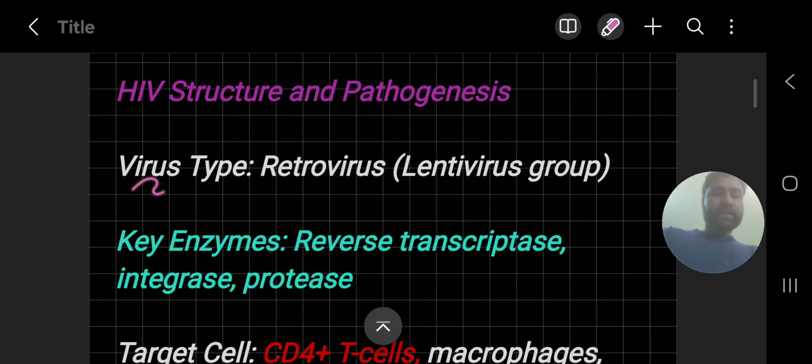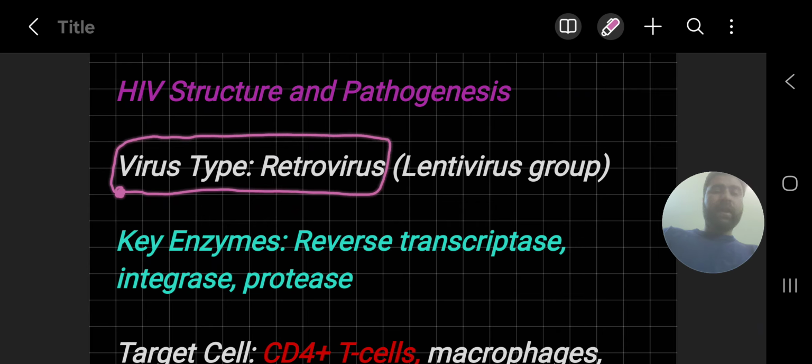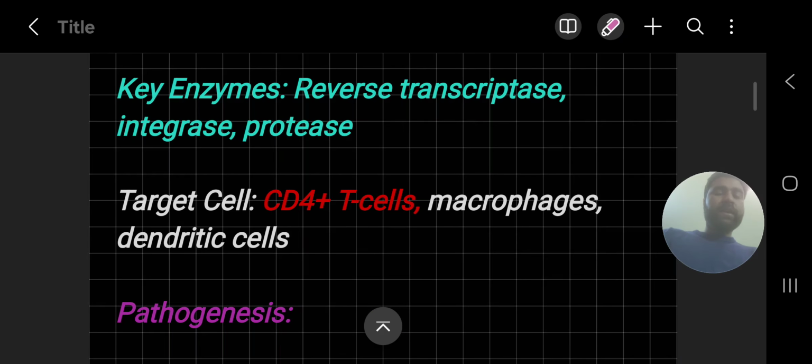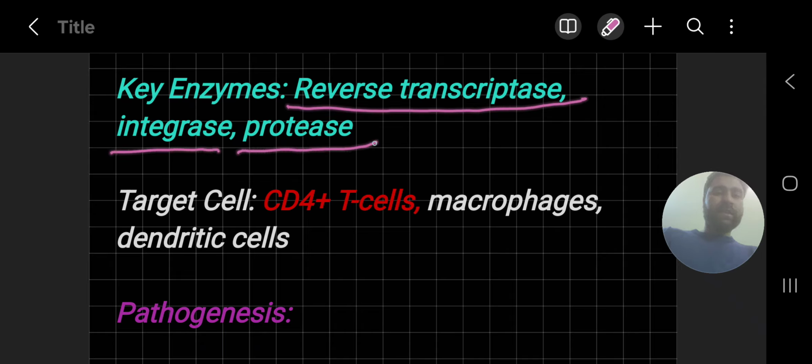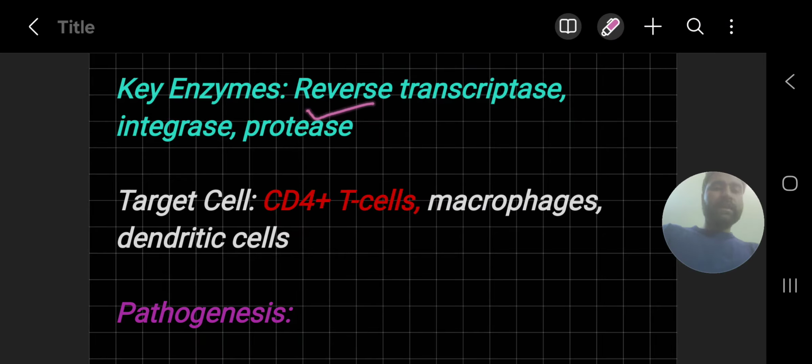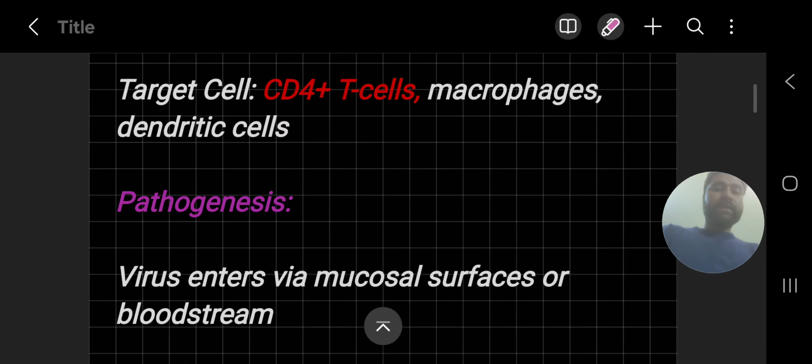HIV structure and pathogenesis. The virus is a retrovirus. It means it has RNA, then its RNA is converted into DNA by reverse transcriptase. Key enzymes are reverse transcriptase, integrase, and protease. Reverse transcriptase converts its RNA into DNA. Integrase integrates this DNA inside the human DNA, and protease then cleaves and produces the viral copies and releases them towards the other cells.